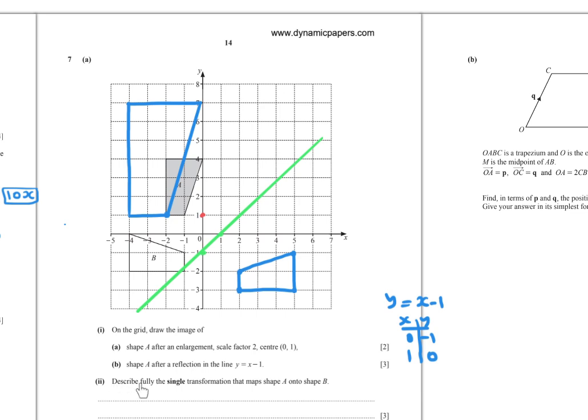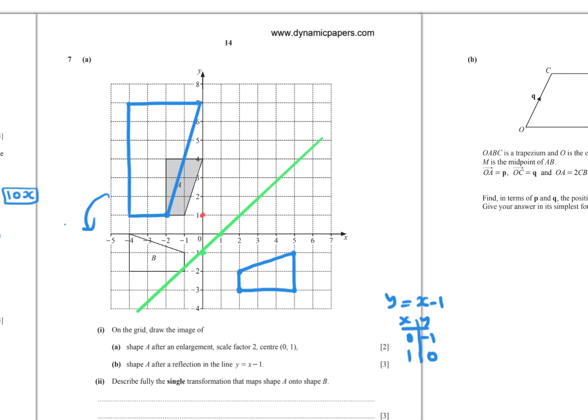Now B, describe fully the single transformation that maps A to the shape B. A to B. So this is a rotation, anti-clockwise because this is the direction, 90 degrees because the horizontal becomes vertical. So this is a rotation of 90 degrees anti-clockwise. We need to find the center of rotation.